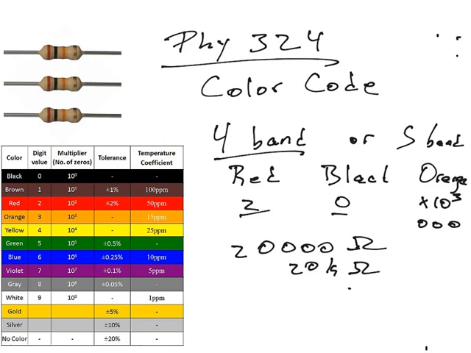So this resistor is supposed to be a 20K ohm resistor, a 20,000 ohm resistor. However, the tolerance is gold, and if you look under gold, it says here the tolerance is plus or minus 5%. So that means the actual value of resistance for this resistor is 20,000 ohms plus or minus 5%. Well, 10% would be 2,000, so 5% is 1,000. So the actual resistance of this resistor can be anywhere between 19,000 and 21,000. On average, it's going to be about 20,000, but plus or minus 5%.